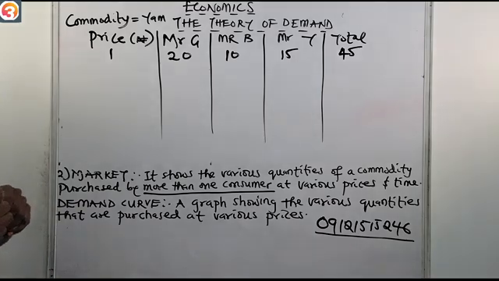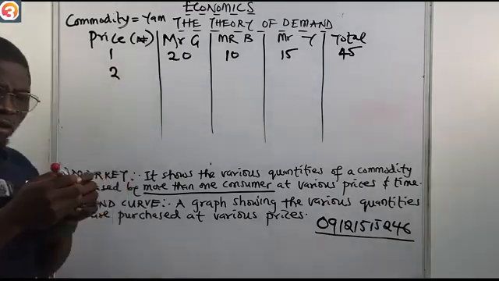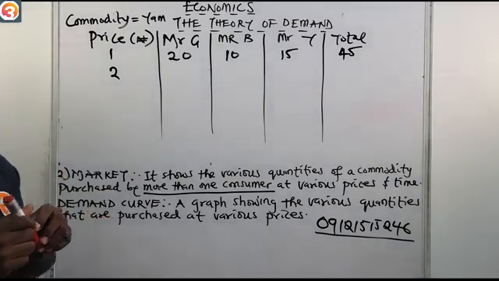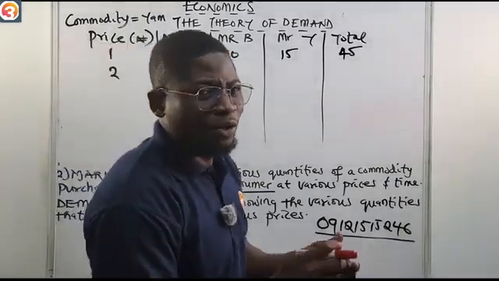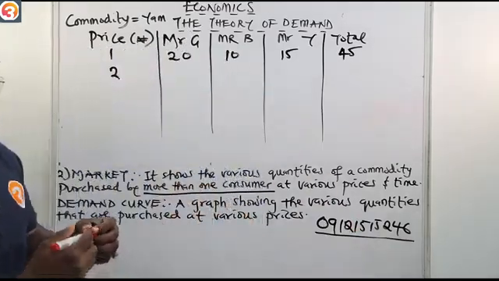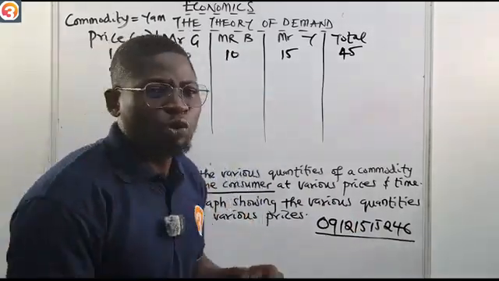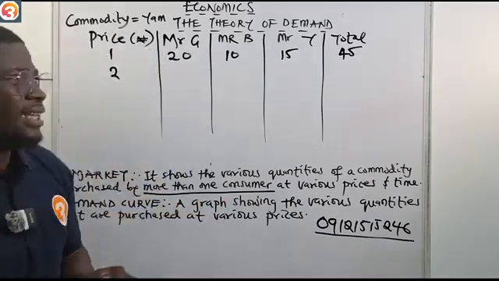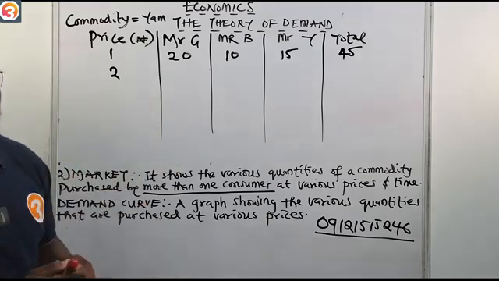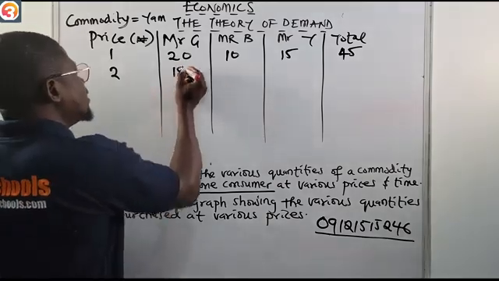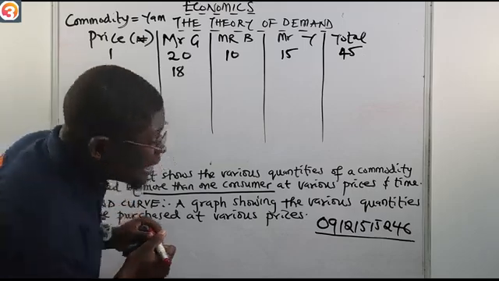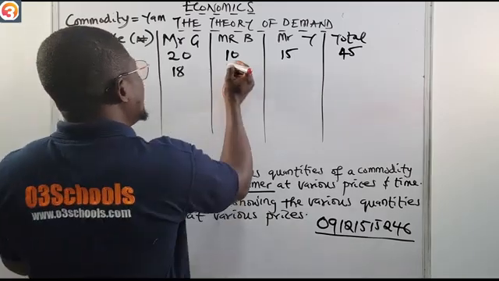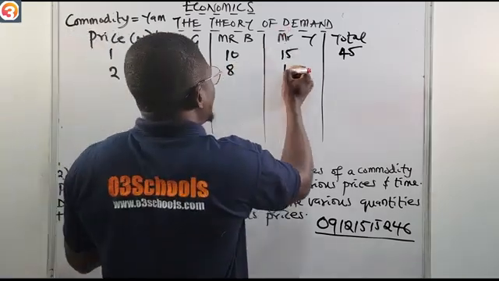Now let's proceed. When the price increased to 2 naira, maybe because of inflation, because of traveling costs, or the cost of taking those goods from the farm to the nearest market, let's say because fuel increased, like what we're facing right now, with fuel increments every day, then the price increased to 2 naira. Mr. Green was able to afford 18 tubers. Mr. Blue was able to afford 8. Mr. Yellow was able to afford 13.